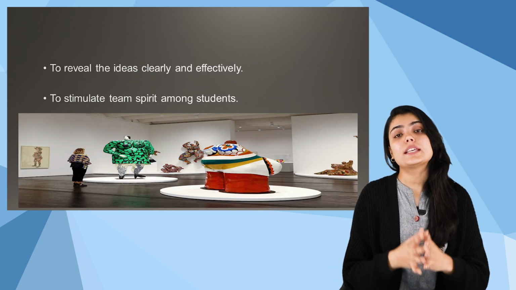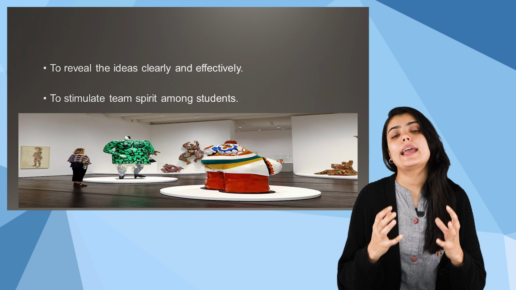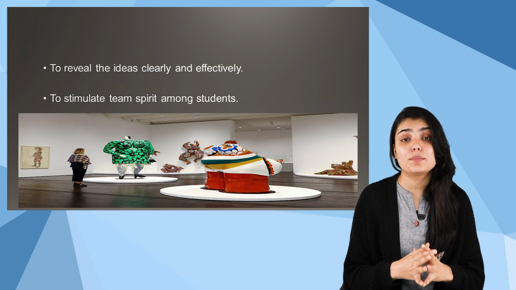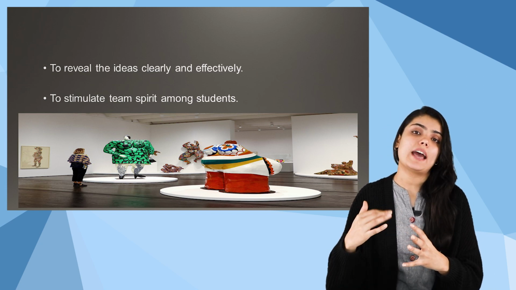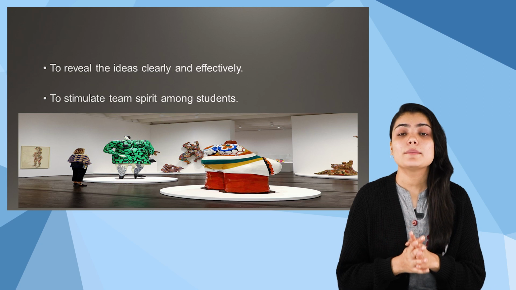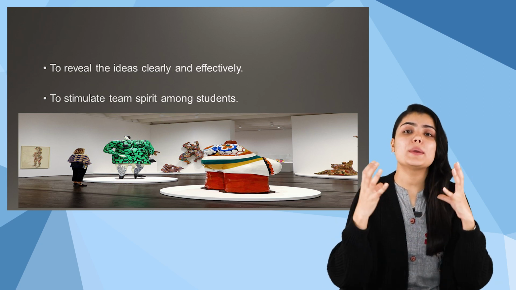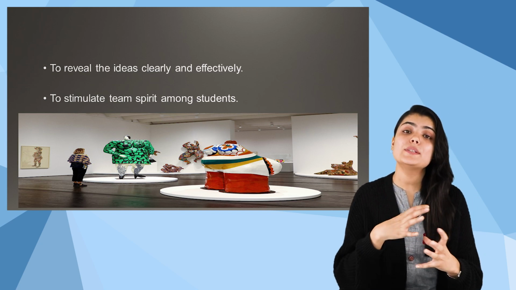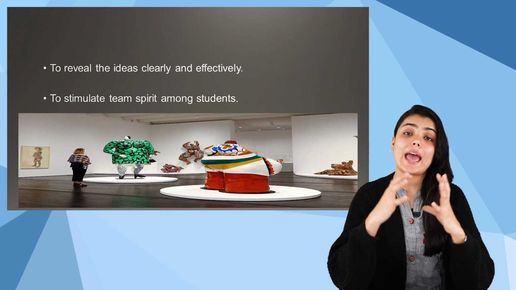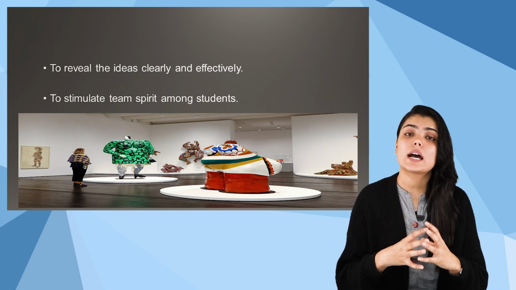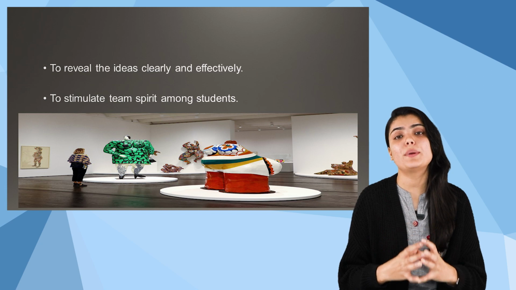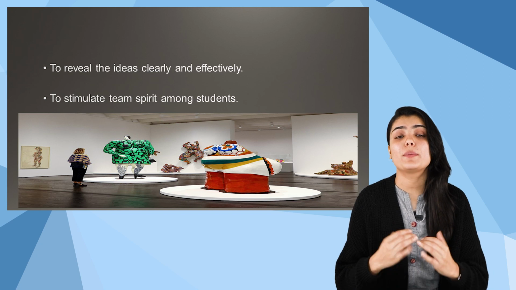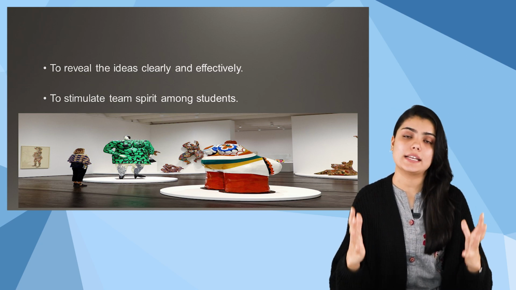The next purpose is to reveal the idea clearly and effectively. So as I said, the students are supposed to make an exhibit model on a particular topic which they have studied theoretically. Sometimes the idea we have studied, the information we have, might not be a clear idea on the topic. So what happens when we actually make an exhibit? It helps us to develop a clear and realistic picture on the topic. The purpose of exhibition is to make the idea or the information more clear, relevant, and understandable.